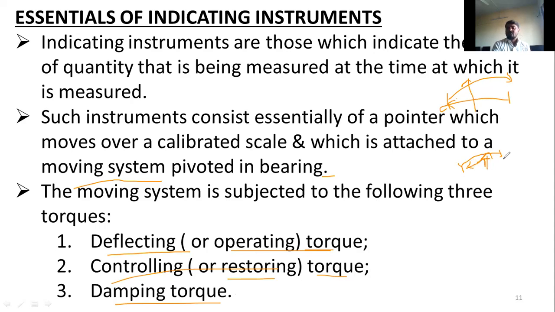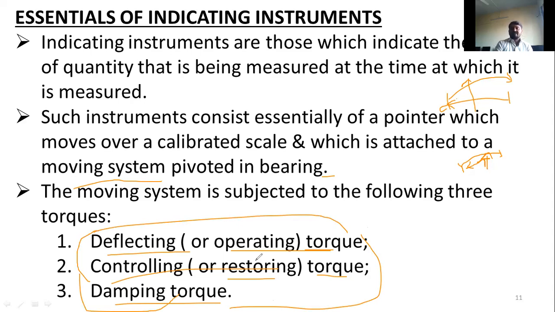From the maximum non-zero value, it will reset to zero. That torque is nothing but restoring torque. Damping torque means in between this operating torque and restoring torque, that is called damping torque. Based on these three torques only, all the indicating instruments will operate. So mainly these three are very important. Based on this, MCQ questions will come, or some long questions may also come.